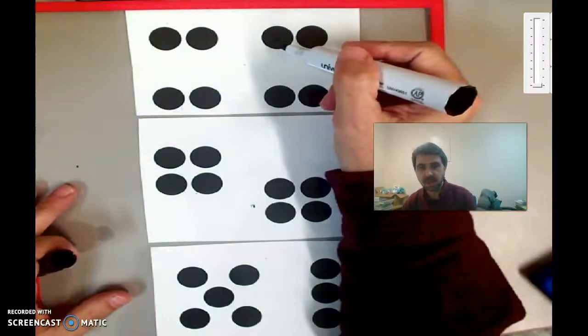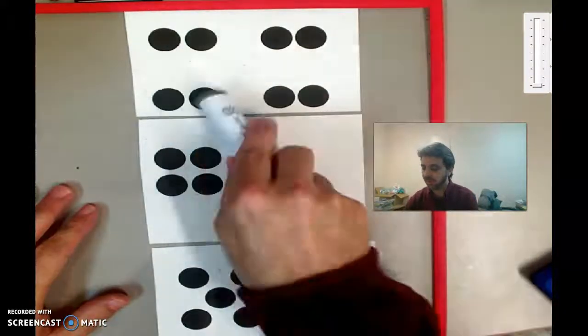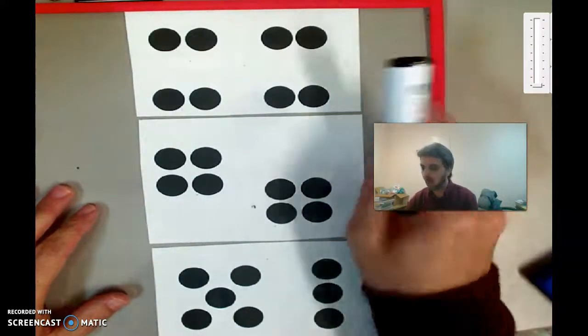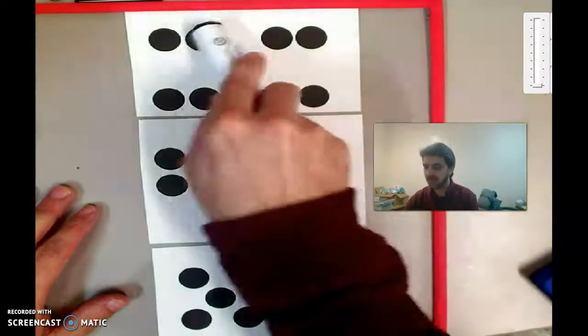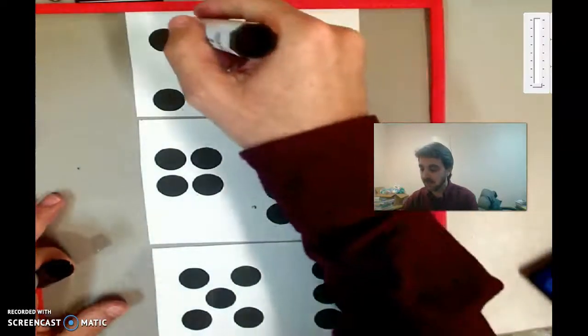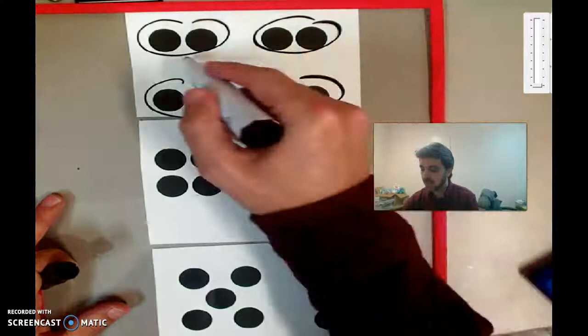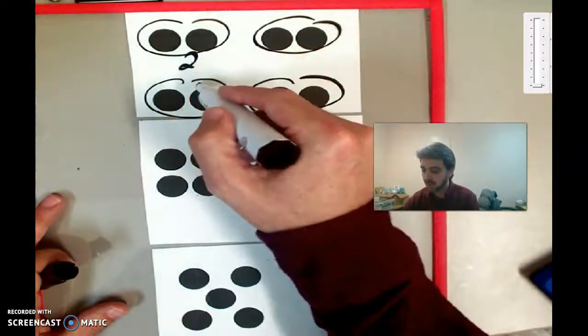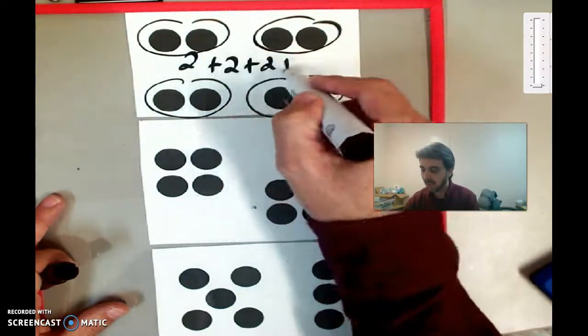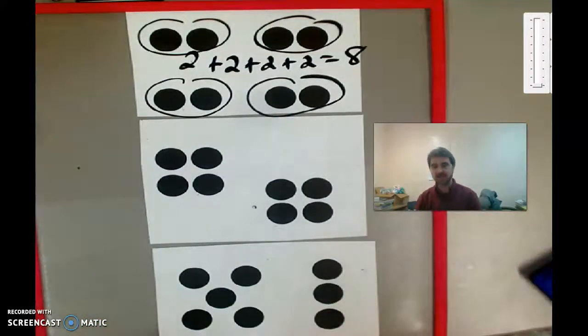Up here, you might have just counted, right? 1, 2, 3, 4, 5, 6, 7, 8. Or you might have seen 2, 2, 2, and 2. 2 plus 2 more, plus 2 more, plus 2 more gives you 2, 4, 6, 8. You might have seen it that way.